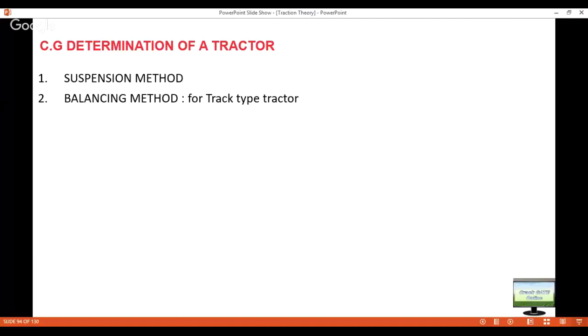Okay, now the third method is the weighing method. This is what we are going to discuss today. The weighing method is the most common method used for determination of the center of gravity of a tractor. Okay, so we are going to see how this weighing method is used. For the other two methods, you can read any standard textbook; you will find these are simple theories.